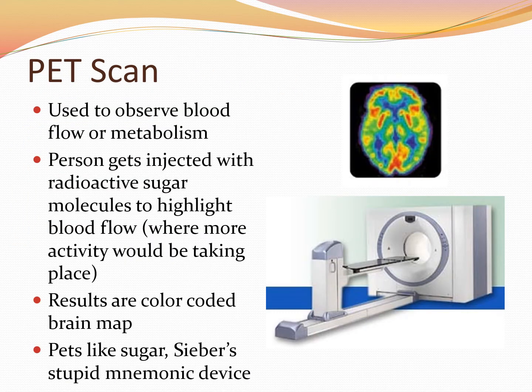PET scan is used to observe blood flow or metabolism. What happens with the PET scan is a person gets injected with radioactive sugar molecules to highlight blood flow. So that's key. For this one, we're measuring blood flow, and that's where the colored part comes in. We're looking at what part of your brain is more active or not. This colored image is the result of a PET scan. The colored areas tell you what parts of the brain have heavy activity versus very little activity.